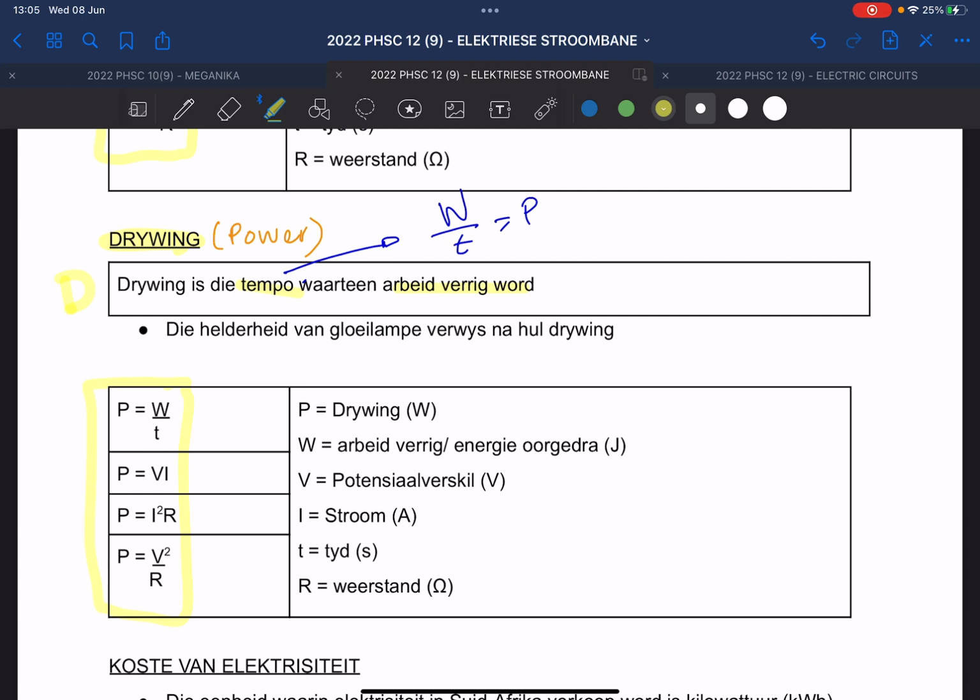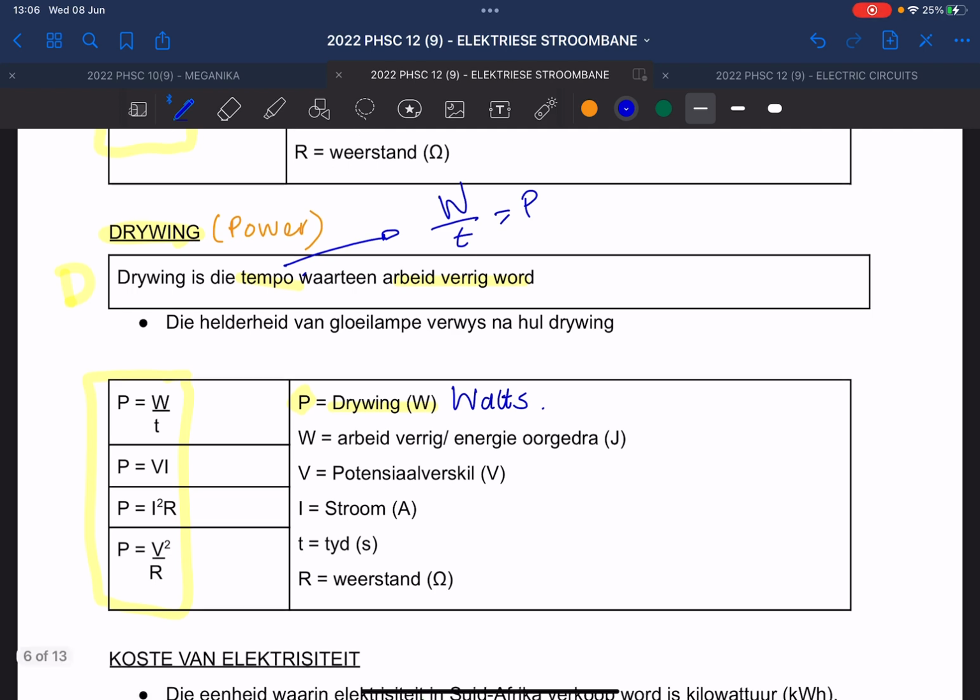Again, it's not a difficult question. Jy gaan net moet dit kan gaan invul, and remember P is the power in watts. Ek het nog iets gesê.